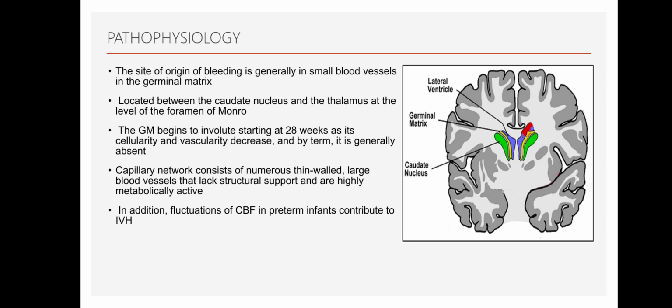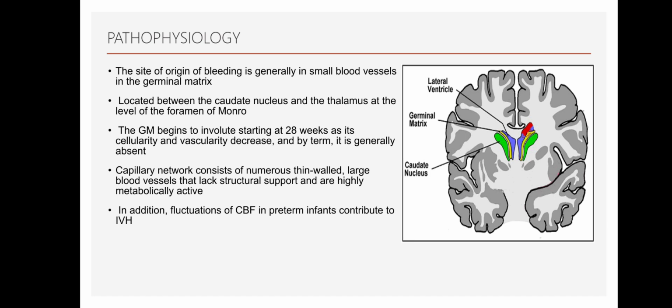But at the same time, they are very highly metabolically active, and it is located between the caudate nucleus and the thalamus, at the level of the foramen of Monro. Another important fact about the germinal matrix is that it's actually a brain structure of the premature brain. So it starts involuting at 28 weeks of gestation, and at term there is no germinal matrix. So that's why there is a decreased incidence of intraventricular hemorrhages in term infants. That is the structure you can see here in the yellow, and the green shows the caudate nucleus.